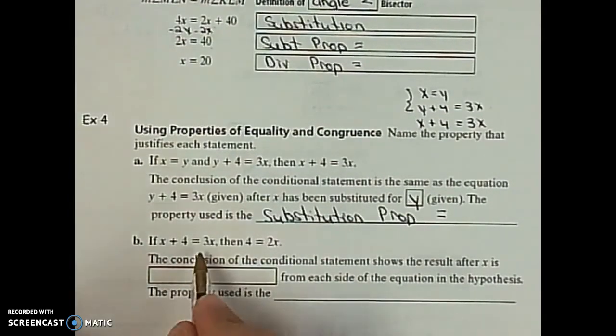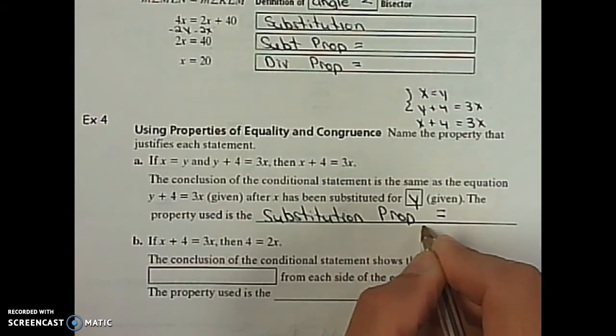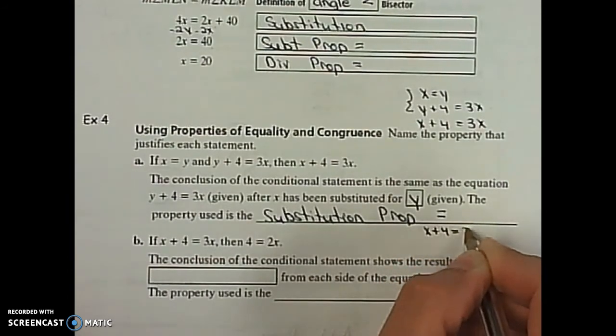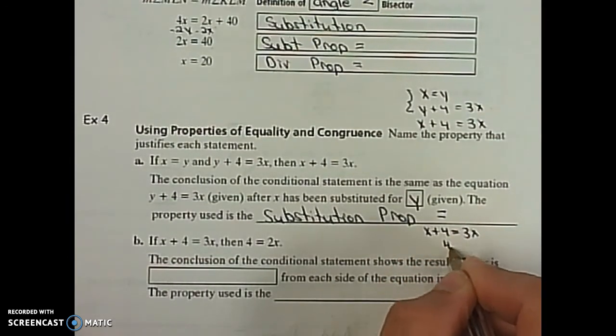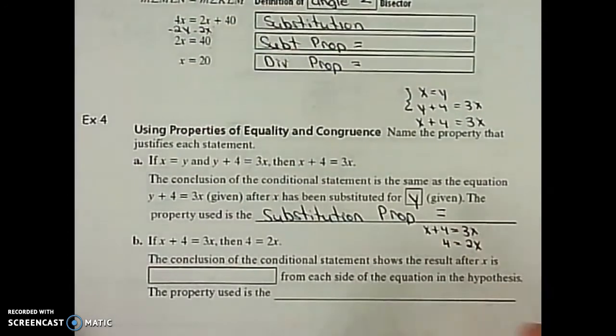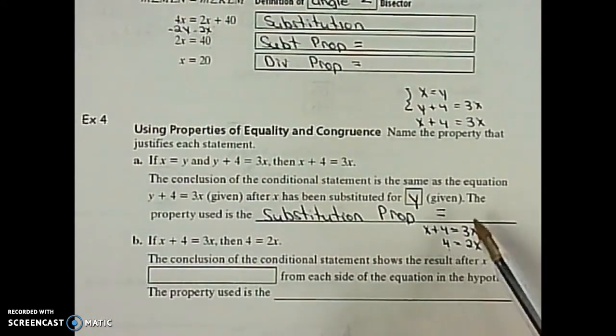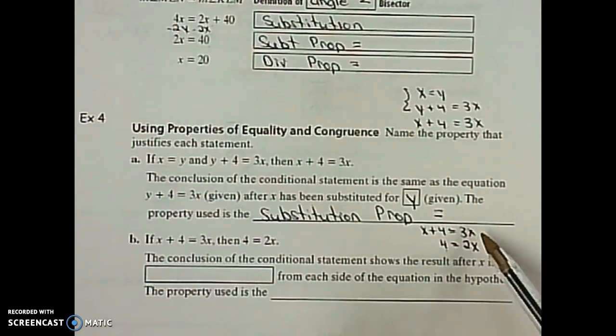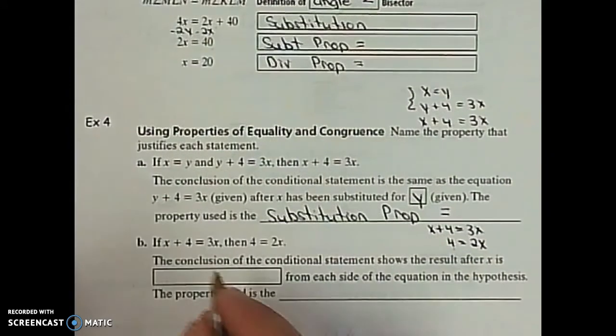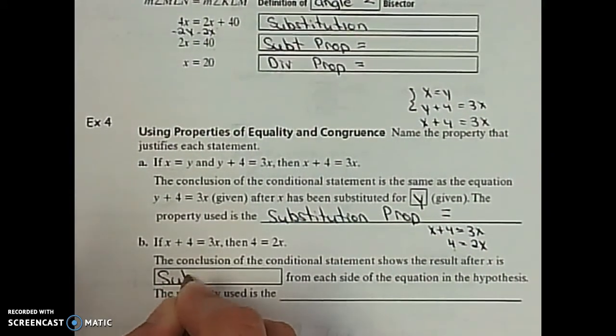Let's look at the last one. Again, I'm going to write it out vertically. We've been given x plus 4 equals 3x. And our next statement is 4 is equal to 2x. Notice the 4 is still there, but what's disappeared? The x has, but it's actually gone from the right side as well. How did we do that? We did the subtraction property.